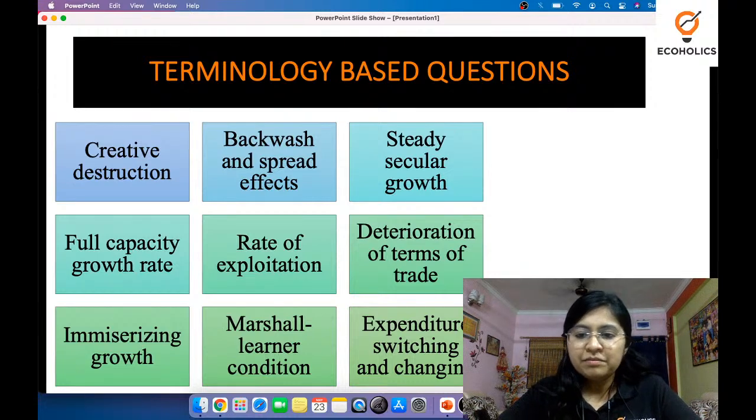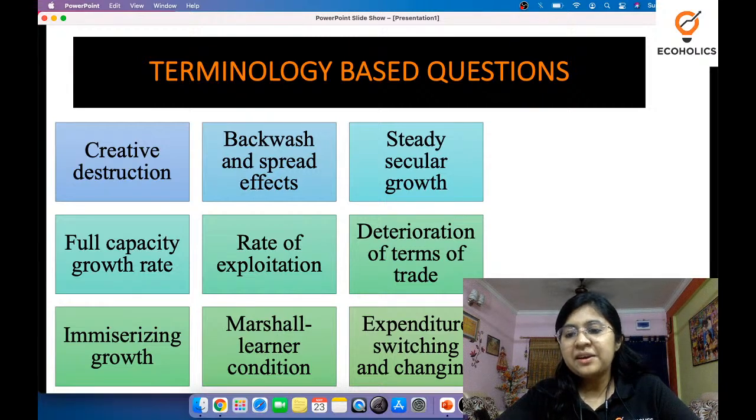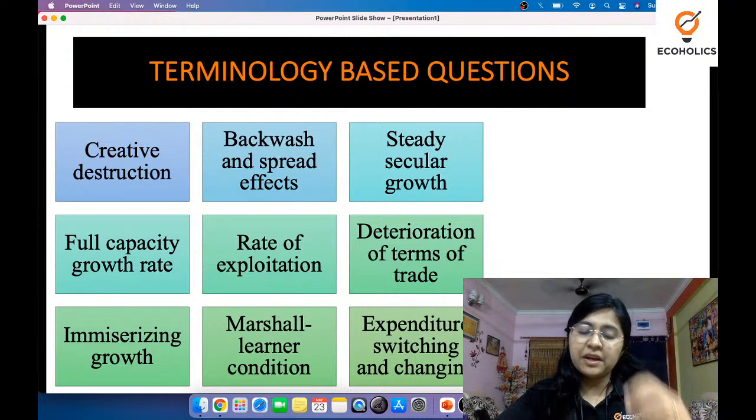Anyone who knows this? Yes, I'm still waiting. Okay, Gunnar Myrdal. Right. Gunnar Myrdal. Very good. Ria, it's the correct answer.